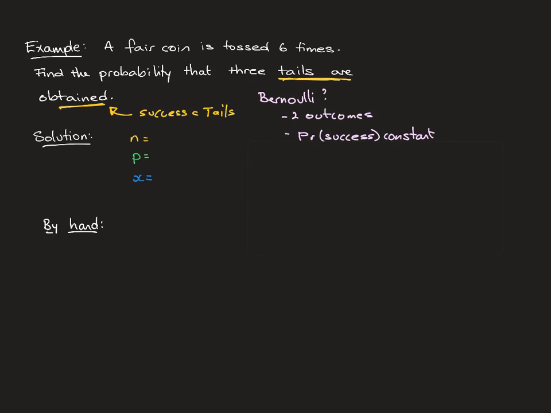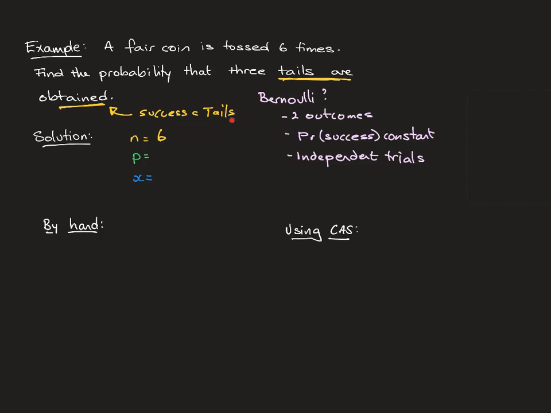Okay. And then finally we need our trials to be independent. And they are if it's a fair coin and we're tossing that coin. So we can use our binomial distribution here. Okay, so let's go through the question. How many trials are there? The coin is tossed 6 times, so n is equal to 6. The probability of success, so we just defined our success as being tails.